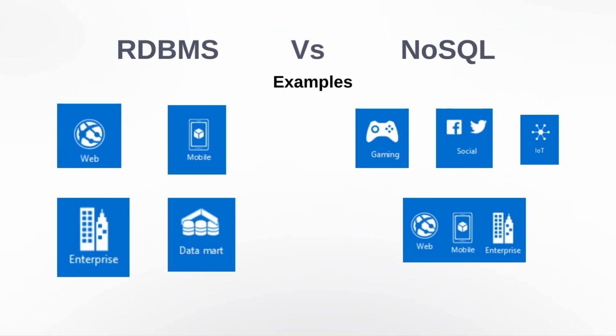Examples of RDBMS can be web applications, mobile applications, data marts, enterprises. NoSQL examples are real-time applications such as gaming, social media, IoT. Also, compared to RDBMS applications, NoSQL is at the developing stage.